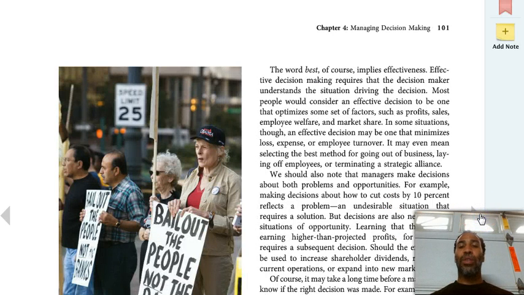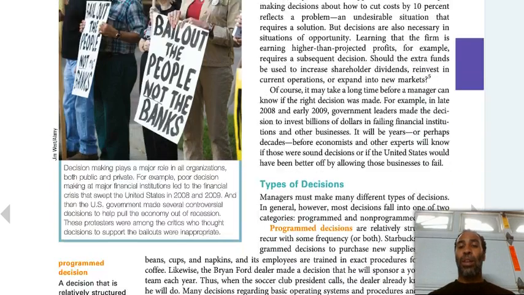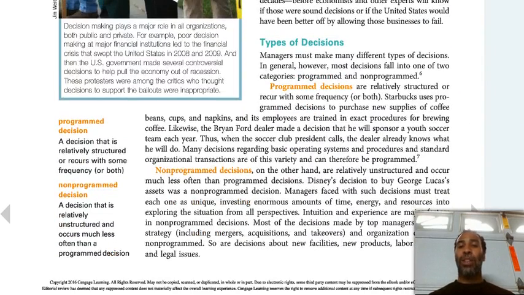We make decisions all day, every day, but we also make decisions in the business realm, and we want to make the correct decision there too. So, types of decisions. Some decisions are like this: you get up in the morning, you take a shower. That's a program decision, or at least it should be.